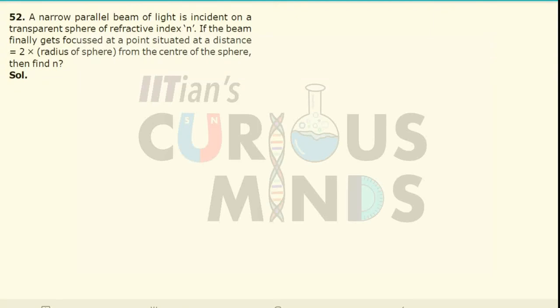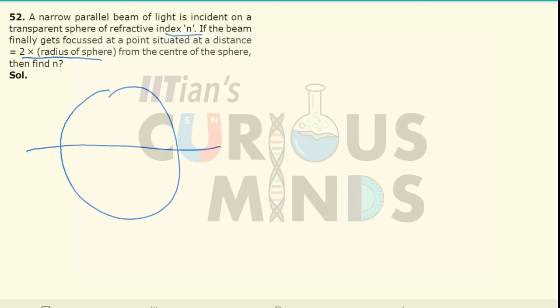A narrow parallel beam of light is incident on a transparent sphere of refractive index n. If the beam finally gets focused at a distance of 2r from the center of the sphere, find the value of n. If I consider this as the sphere, and let this be the center, and this be the first surface, the first interface, which is equal to a dash, and let this be the second interface, which is equal to b dash.